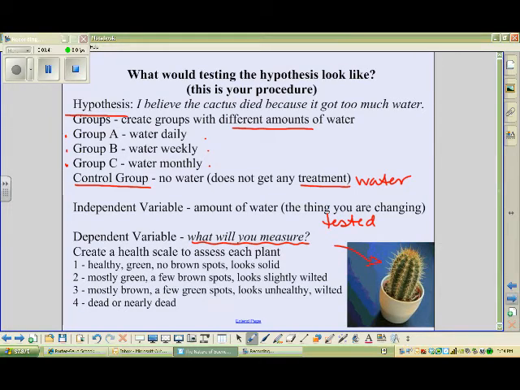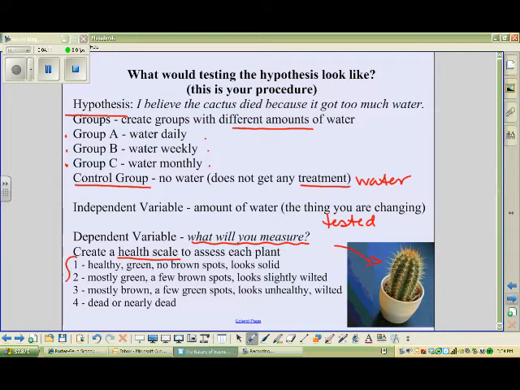Now when you think about a cactus, there's a cactus here. A cactus doesn't really get taller, and it doesn't have leaves. So you can't measure the increase in height of a cactus, and you can't count the number of leaves. So when we talk about how we're going to measure the cactus, we want to look at maybe creating what is called a health scale. Now these scales can be created for all sorts of things. In this case, we're going to look at, does the plant look healthy or does it not look healthy?